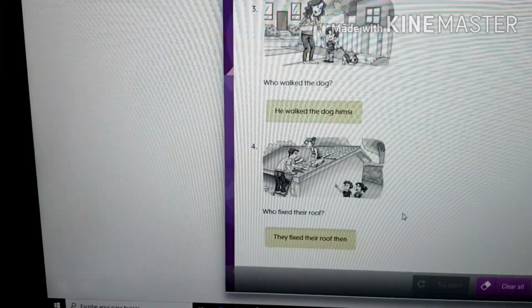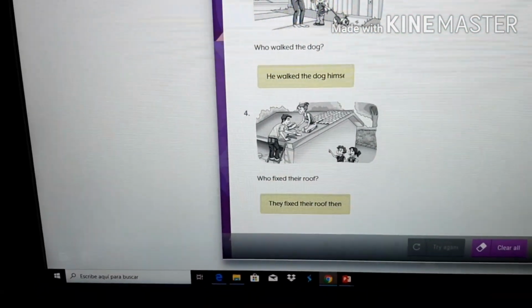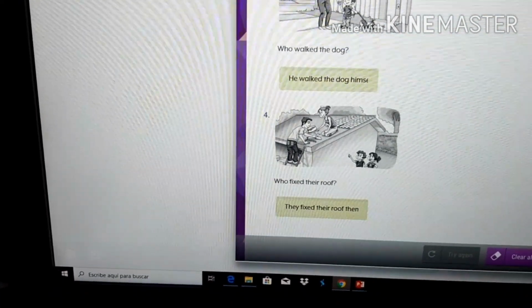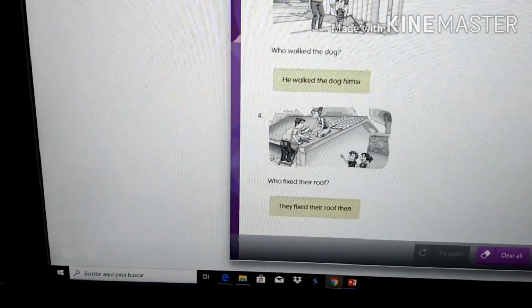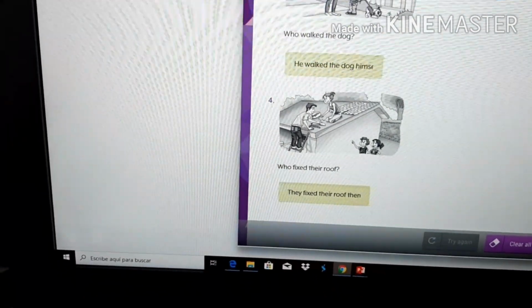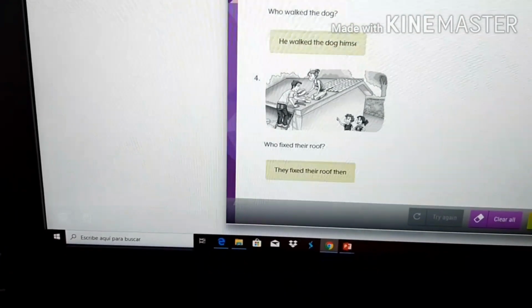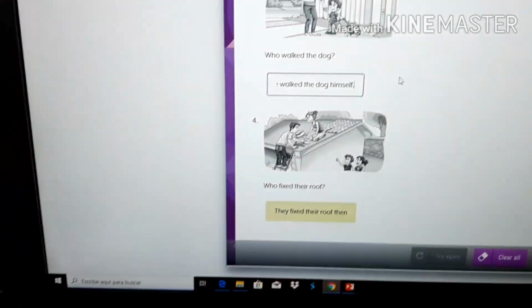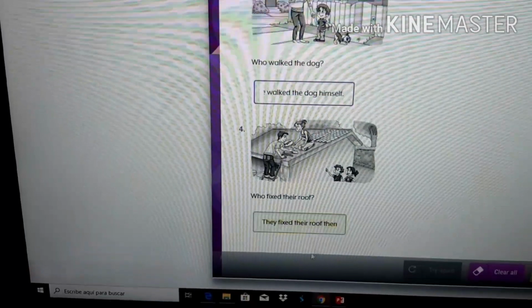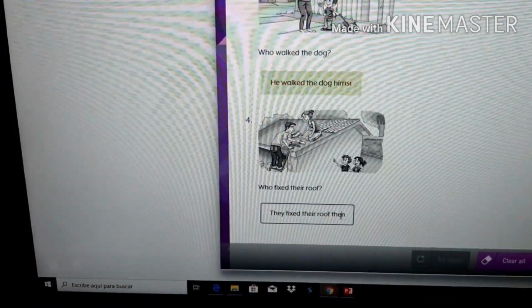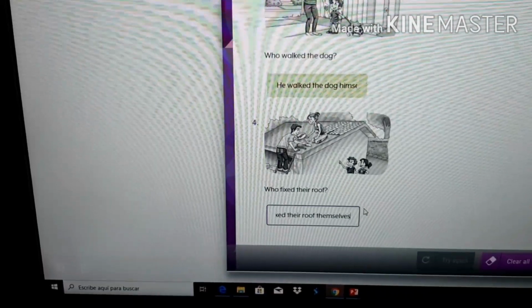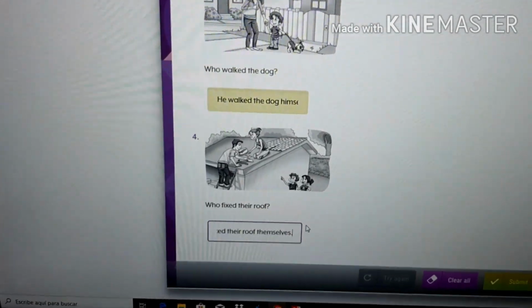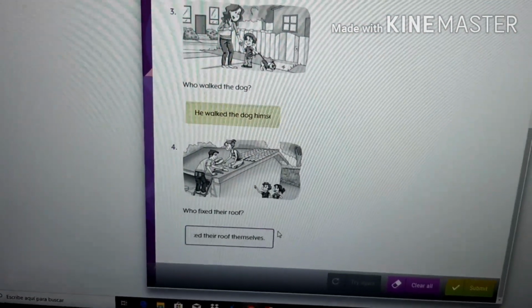Next. Number 4. Who fixed their roof? They fixed their roof themselves. Remember, themselves. Here we have, okay, so you can take notes. Himself. And in here we have themselves.